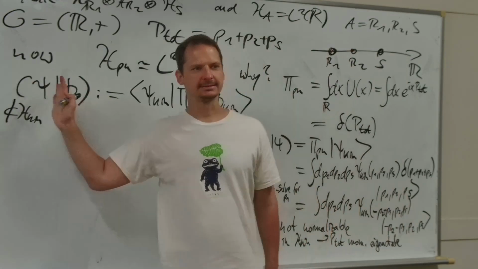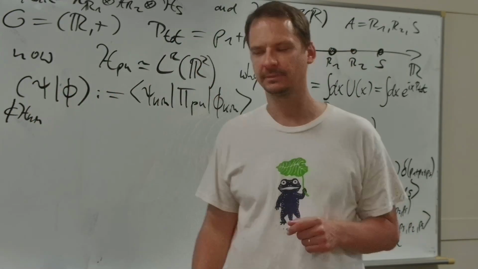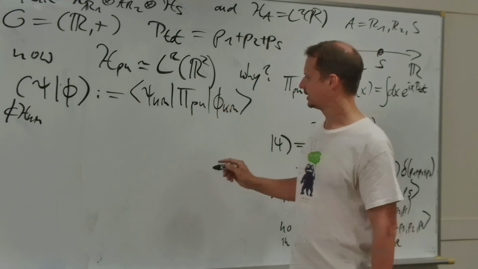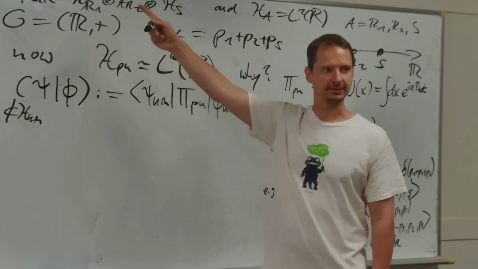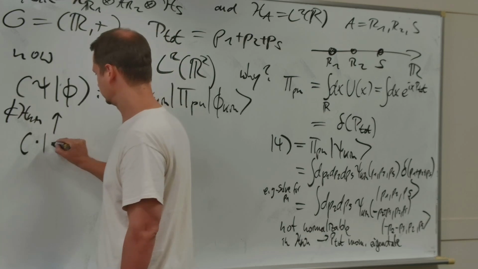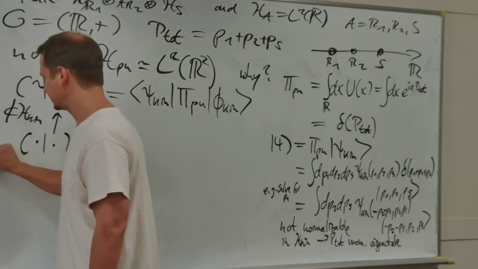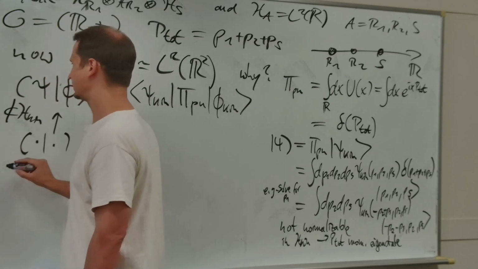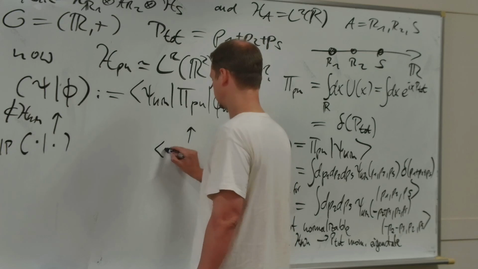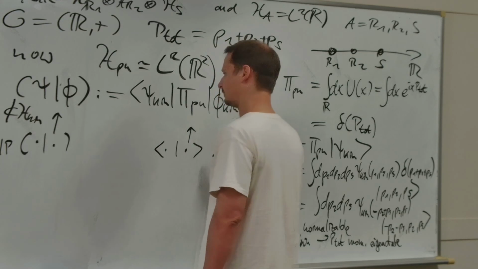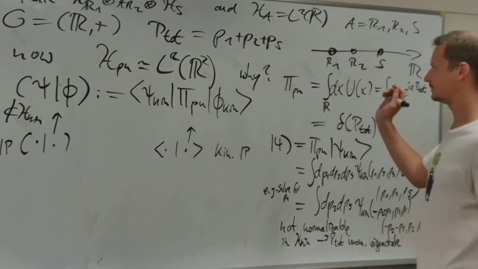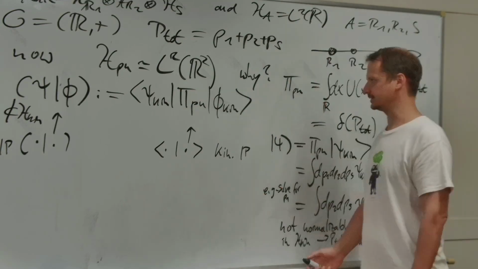Round brackets is the physical inner product, and angle brackets is the original inner product of the kinematic Hilbert space. So the physical inner product here is the kinematical inner product. I'll explain a little bit after this why this is a good thing to do.